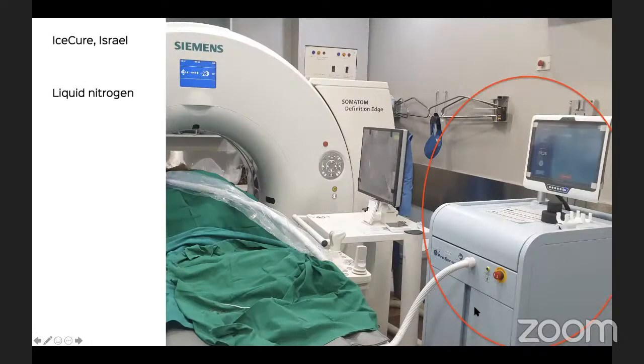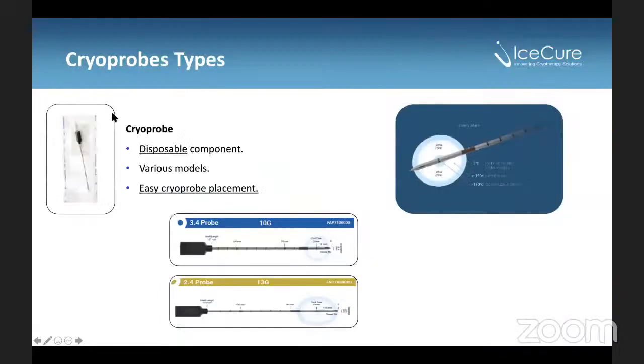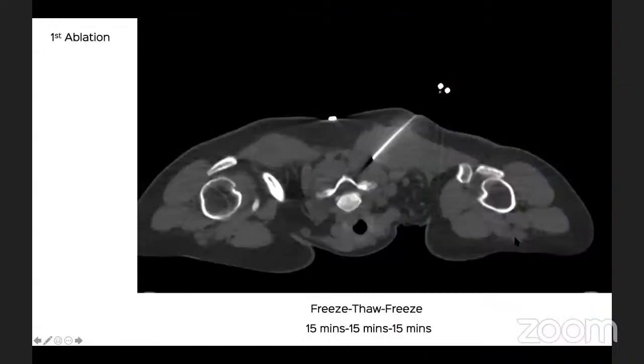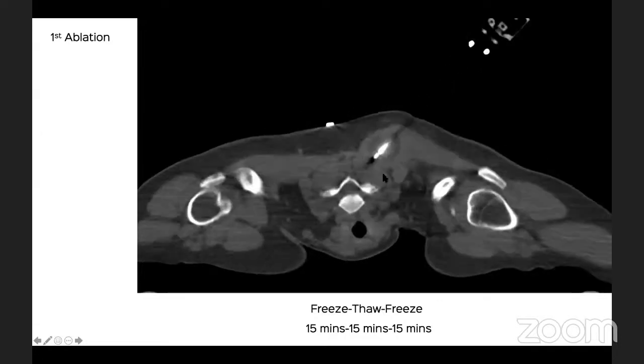And so we have this machine now that uses liquid nitrogen. That's typically how we create the lethal zone. And you can see the ice ball here that we have to check for first in the water. And it takes about 45 minutes per cycle. So you freeze first, then you thaw, then you freeze again. And you can see this was the first one, and you can actually see the ice ball.